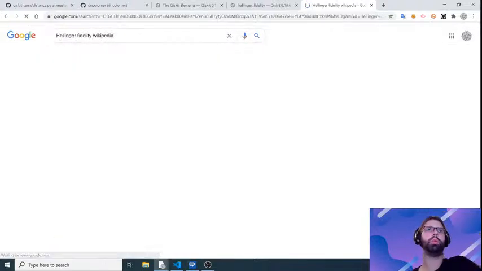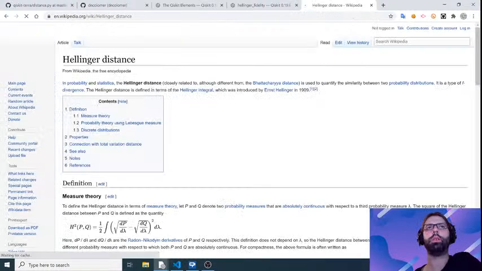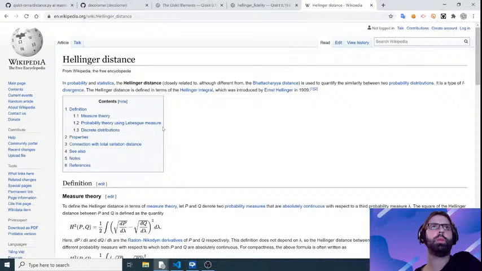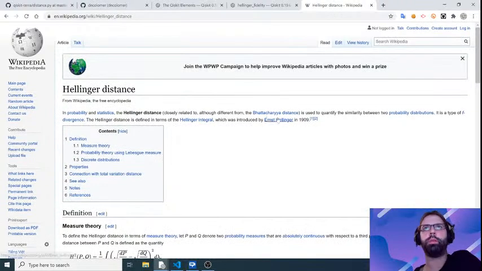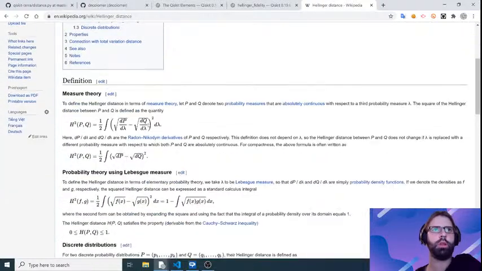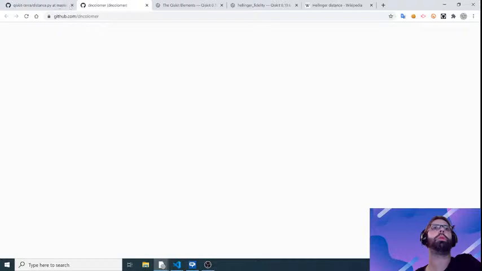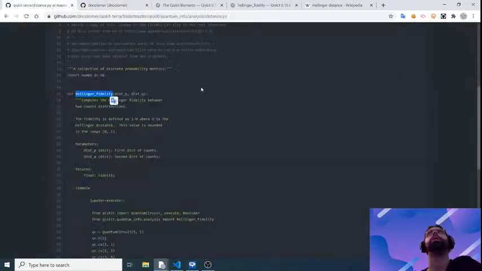Isn't there anything in the Wikipedia for that? Hellinger distance. In probability, the Hellinger distance is used to quantify the similarity between two probability distributions. Okay, that's all I needed to know. It's defined in terms of the Hellinger integral. Okay, so it's an integral. Cool. So it's just to know how similar two probability distributions are.